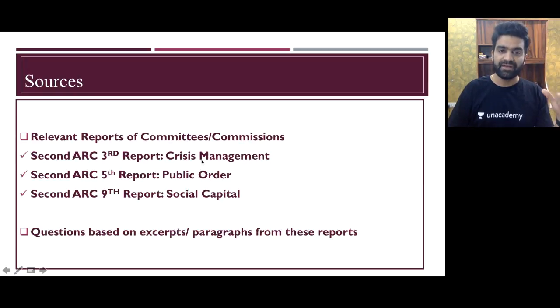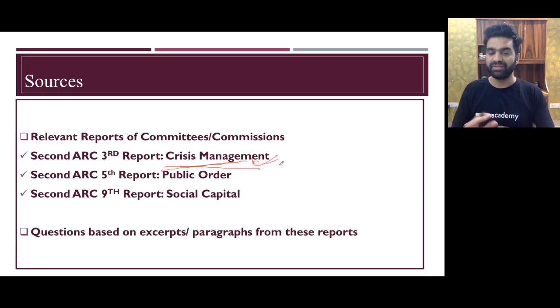will be covered. Now, as I said in the beginning, like second ARC, third report, crisis management, this will help us in dealing with the topic of disaster management. Only the relevant part we'll be doing. Reading the entire report is not suggested over here, but the probable topics that are in limelight, that are in current affairs, we'll be dealing with those aspects of these reports.